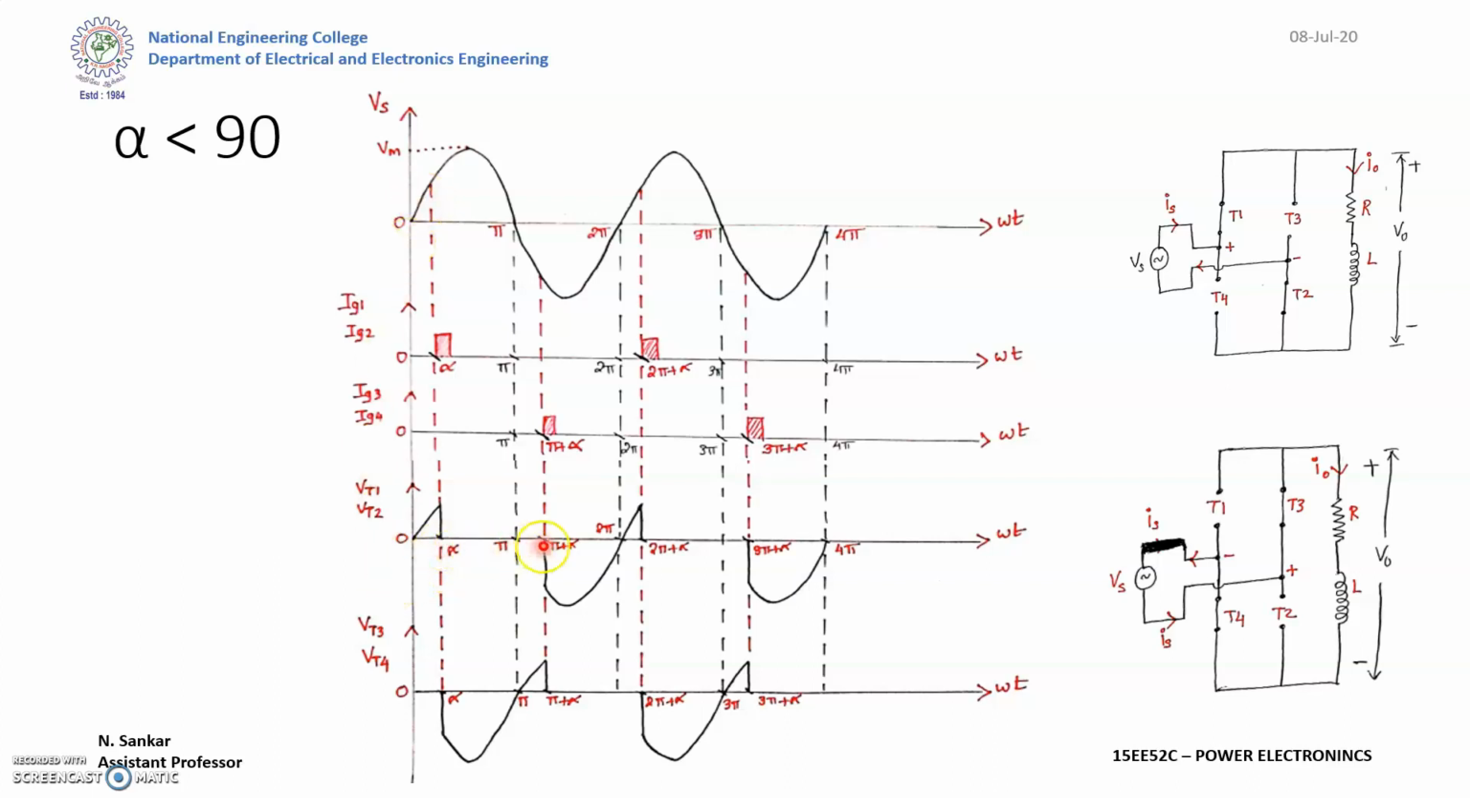And from alpha to pi plus alpha, T1 and T2 are turned on, so the voltage across T1 and T2 will be 0. At this point, T3 and T4 are in off condition, so they will follow the negative voltage of your input, and at this point they will follow the same negative voltage of your input. Here it is negative, so we are getting a positive. Similarly, it will follow for pi plus alpha to 2 pi plus alpha for T1, T2 and T3, T4.